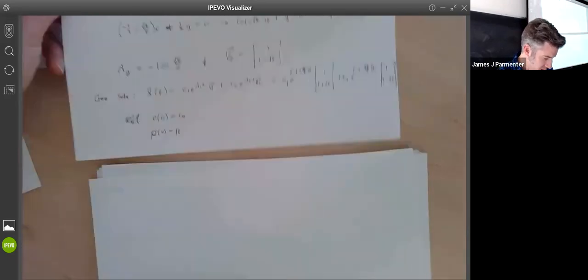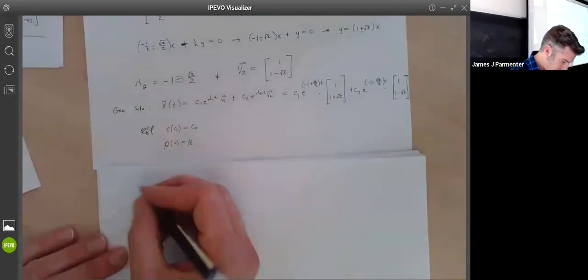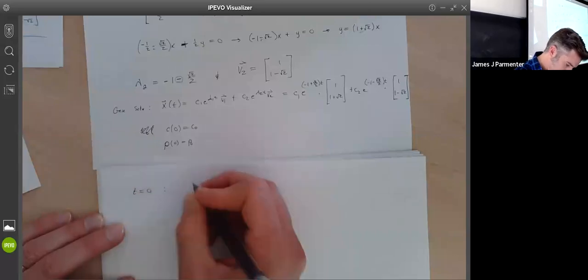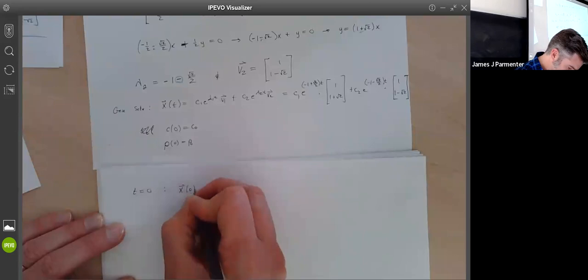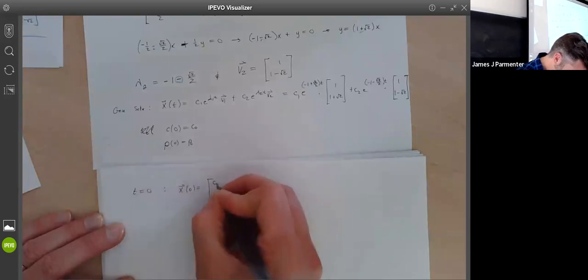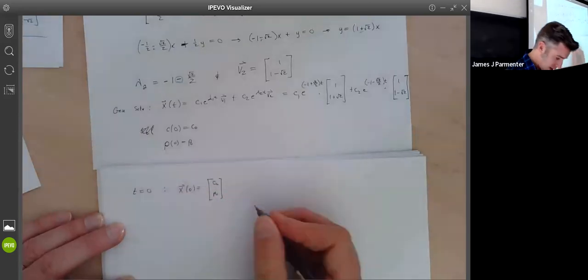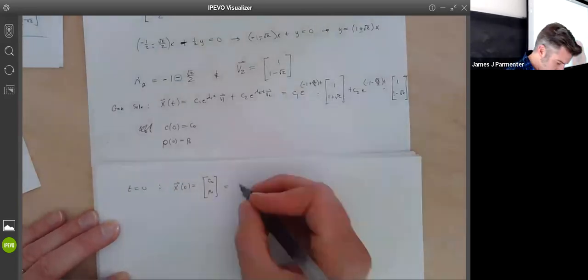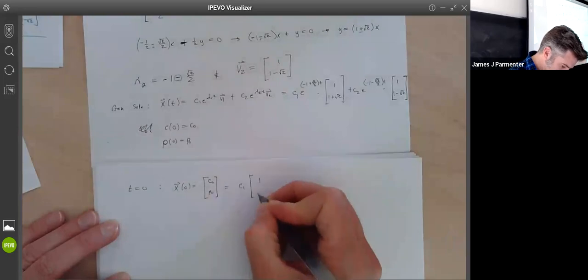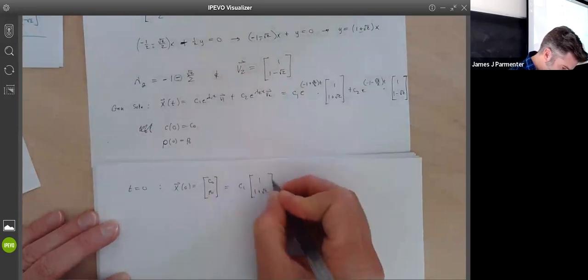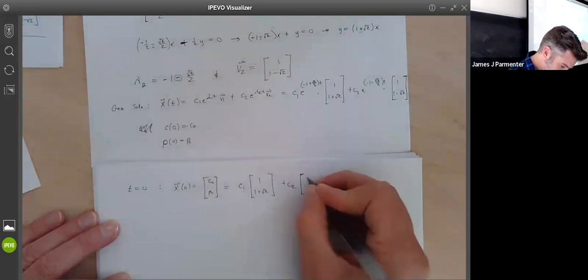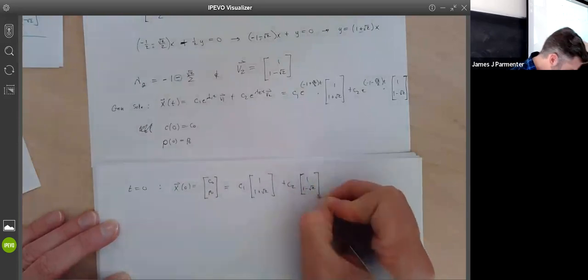This is probably where it gets ugly. So let's see, plugging in t equal to 0, we're going to have x of 0 should equal C naught, P naught, and then it's going to equal c1 e to the 0 times 1 plus root 2 plus c2 e to the 0 times 1 minus root 2.